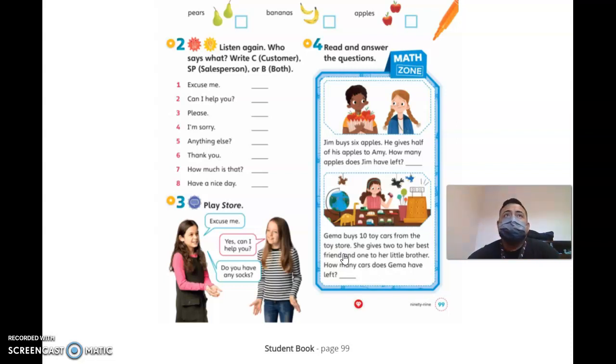Ok, sorry. Entonces, vamos a terminar esta página, que eso fue lo que estuvimos haciendo el día de hoy.